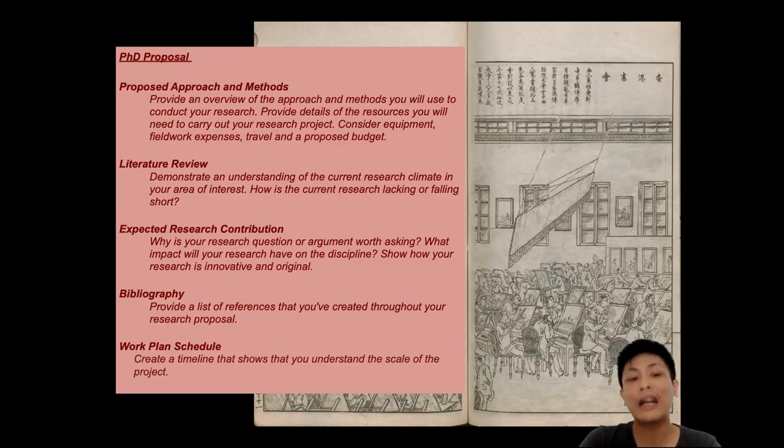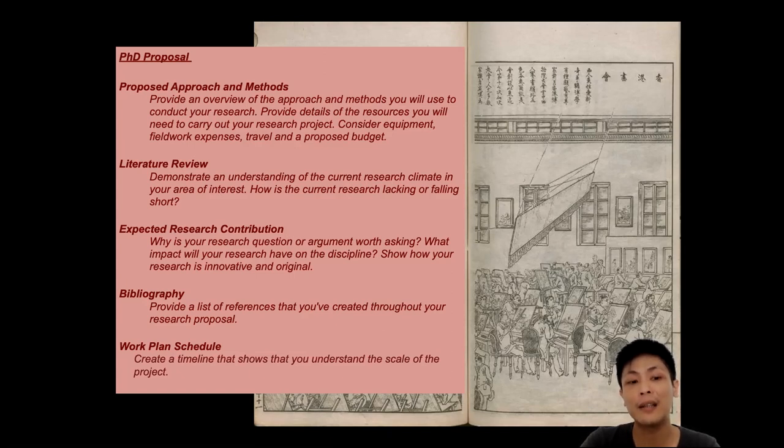So finally, to round it all up, you can also include an expected research contribution. And this is where you argue for the significance of your research. Why is your research question or argument worth asking? What impact will your research have on the discipline itself? Show how your research is innovative and original, because ultimately you are evaluated for your original contribution to knowledge at a PhD level.